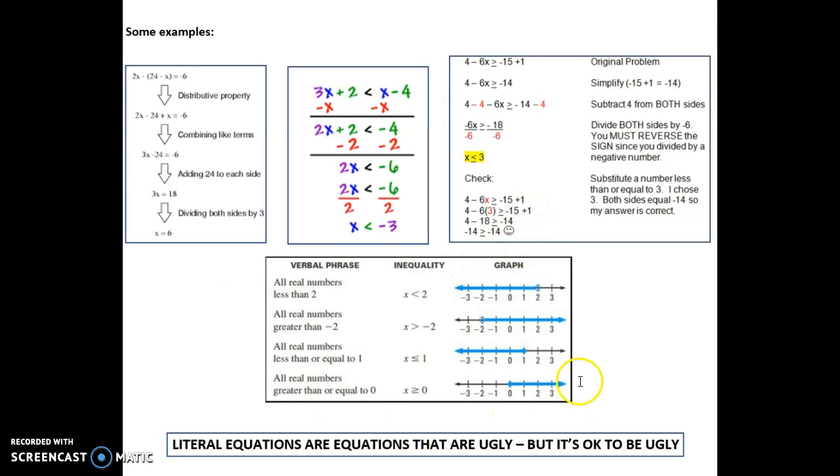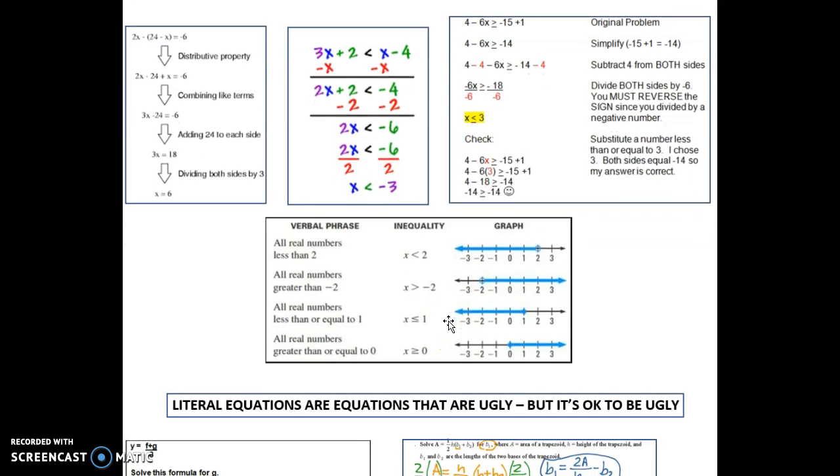Sometimes we have to graph inequalities on a number line. Please remember your inequality people. Remember, an open dot tells you no equal sign, and a closed dot tells you that there's an equal symbol underneath the less than or the greater than. Please pause the video anytime you need to write stuff down and take these notes.